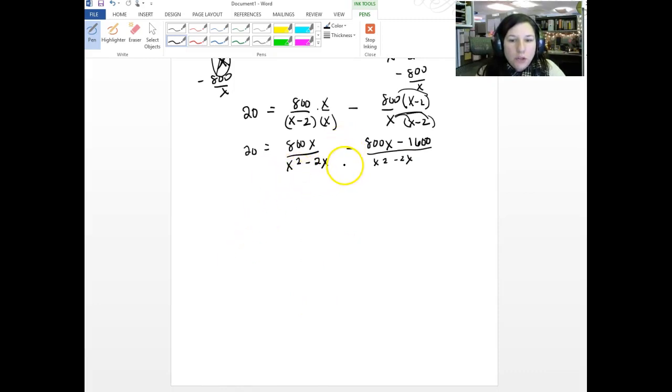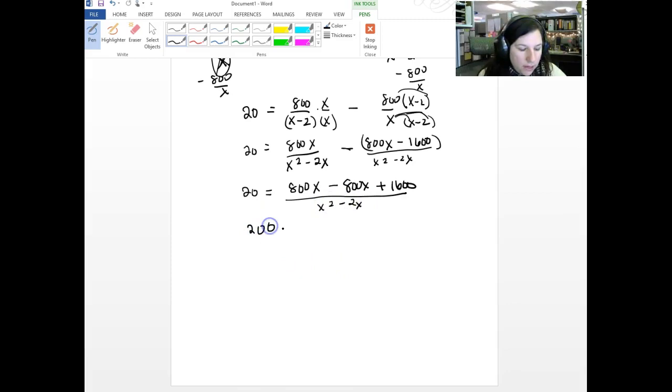Then what we're going to do is, now I can combine them into one fraction. So it's 800X. Now this is minus all of this. So it's going to be minus 800X plus 1,600. And then now we're just going to combine it under a single denominator. So then we have 20 equals 800X minus 800X is 0.